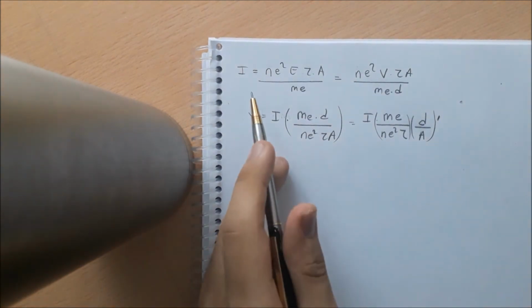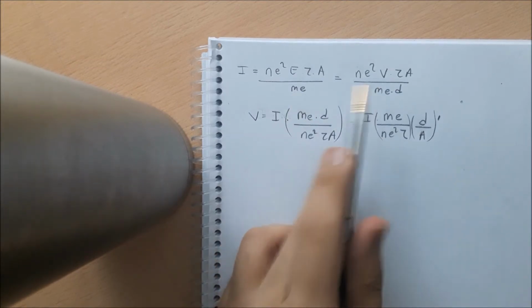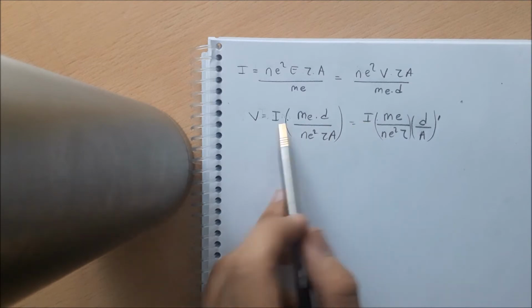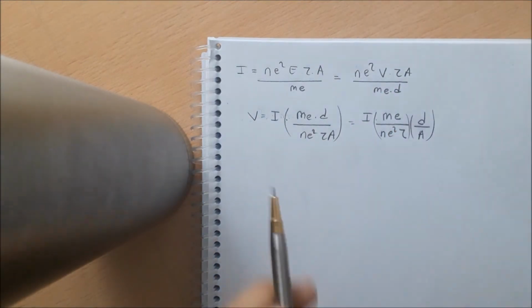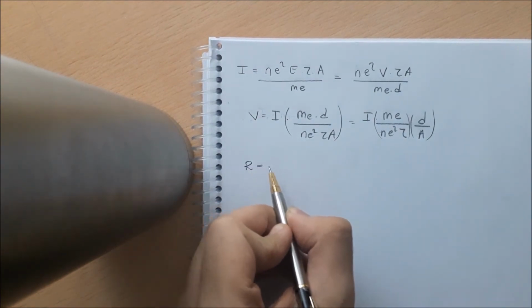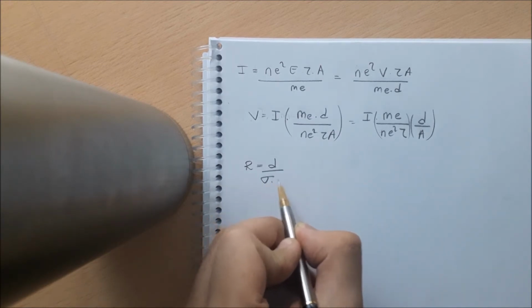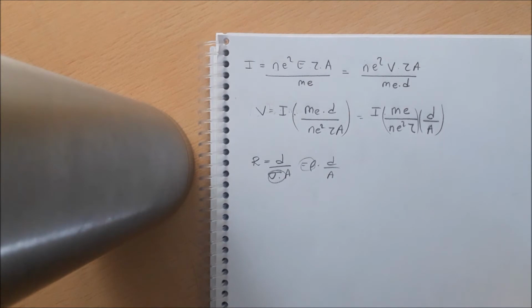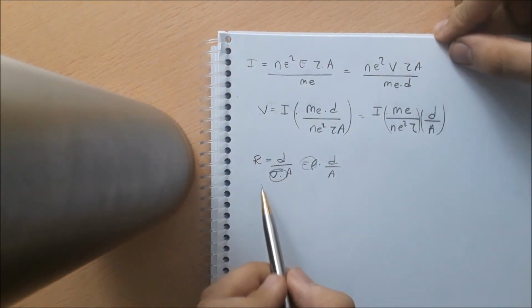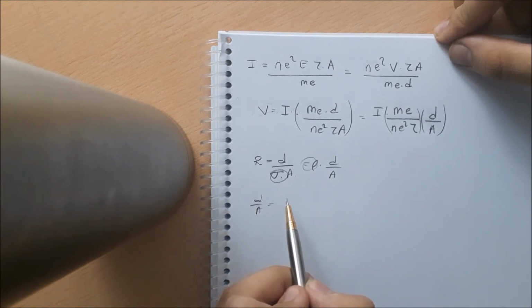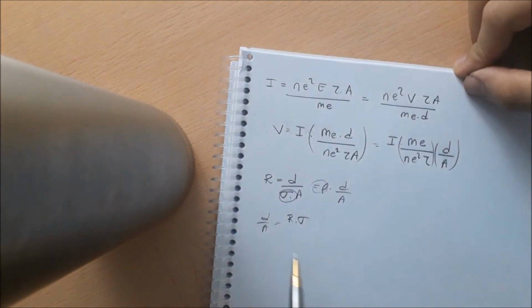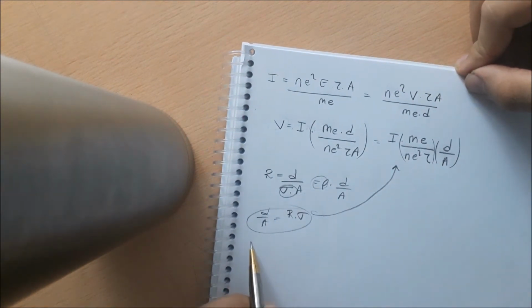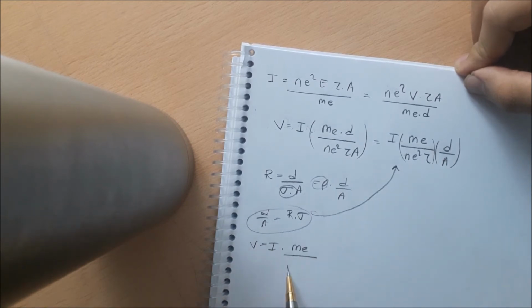So if we rewrite that equation again and rearrange the elements of our equation, we will have this. So what do we know? We define the resistance as D over conductivity times A, or resistivity times D over A. The multiplication of conductivity and resistivity is 1, since they're inversely proportional. So what is D over A? D over A is R times conductivity. So if we put that there, V equals I times m_e over n e squared t times R times conductivity.